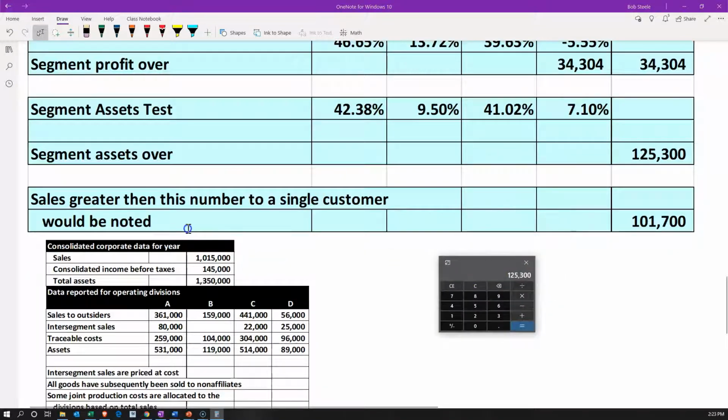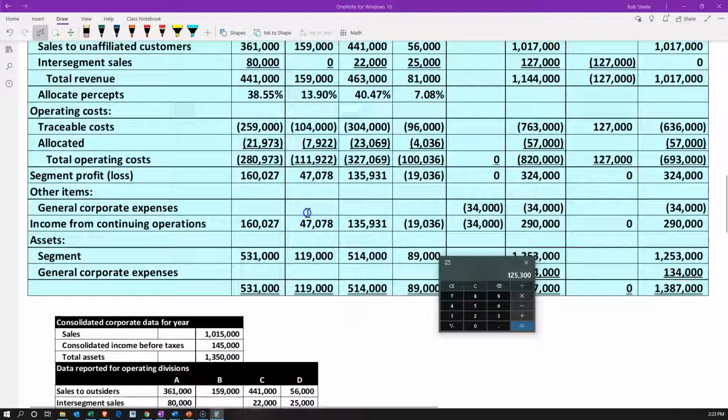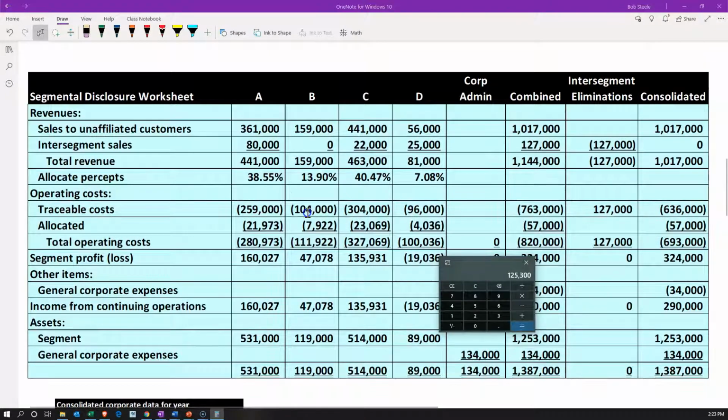The sales greater than this number to a single customer would be noted. So if we had sales over a certain number to a single customer, then we'd have to put a footnote. We'd need footnotes related to that. Why? Because it's a risk if you have large sales going to one customer. Because if there's a problem with that one customer, then that could be a problem for us. So we want to know that.